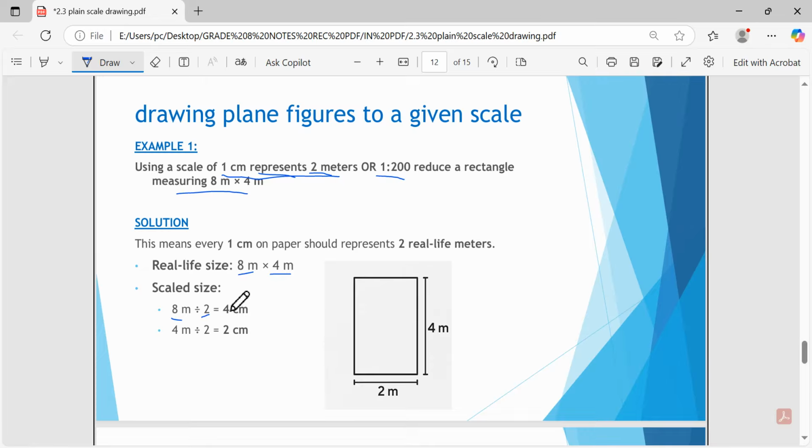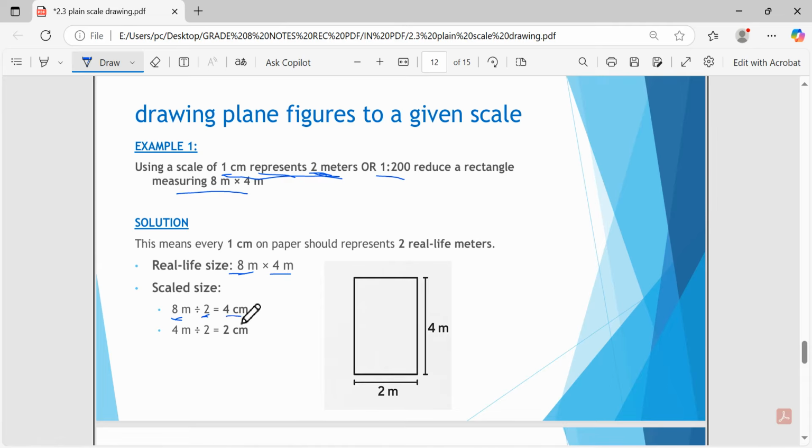Why am I dividing by 2? It's because 1 centimeter should represent 2 meters on my drawing. This is my drawing. So 1 centimeter should represent 2 meters of the actual thing, and the actual thing is 8 meters. So I should take the meters and divide with the 2 meters, not with the 1 centimeter, so that I get the scale in centimeters. So it is 8 divided by 2, I get 4 centimeters.